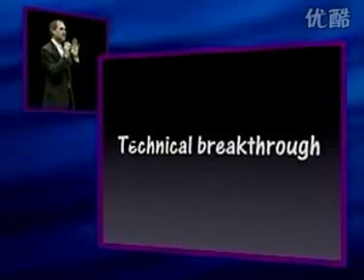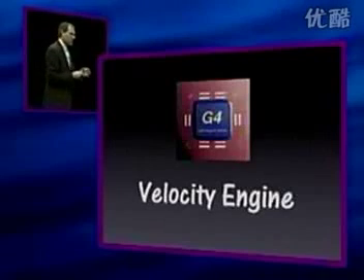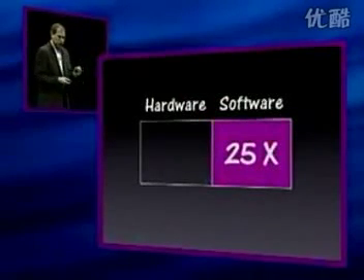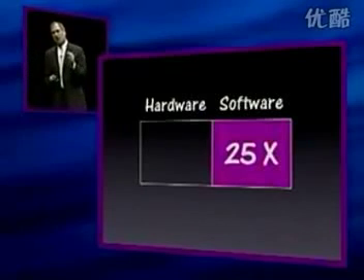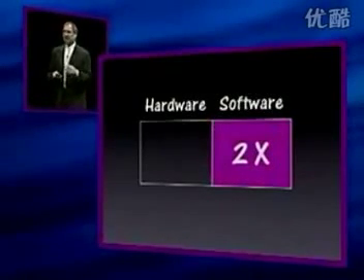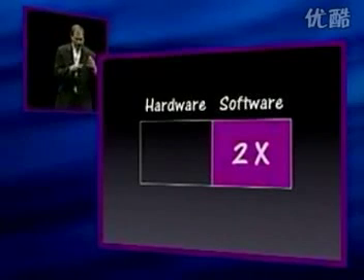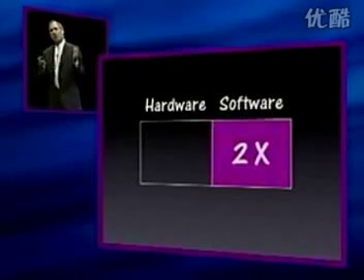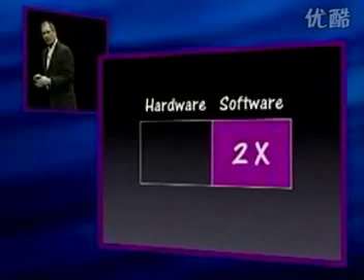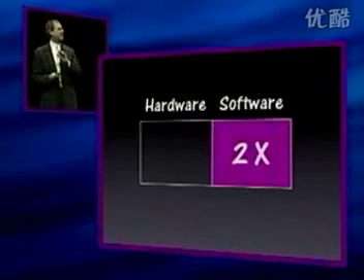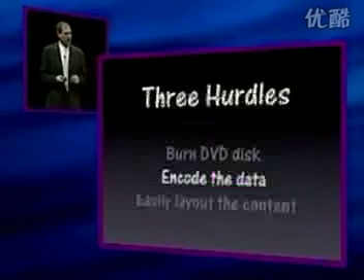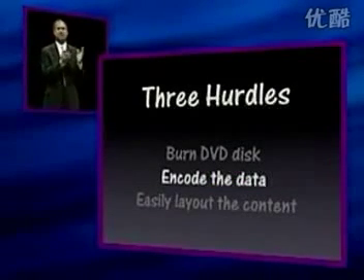Well, we had a technical breakthrough. We sent off a team of some of our scientists, and using the velocity engine in the G4, they have been able to reduce this 25x software compression down to 2x. And so to compress 30 minutes of video takes an hour. To compress an hour takes 2 hours. And the quality is fantastic. It's really good quality. And so we have solved encoding the data.